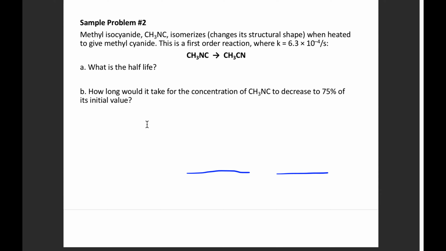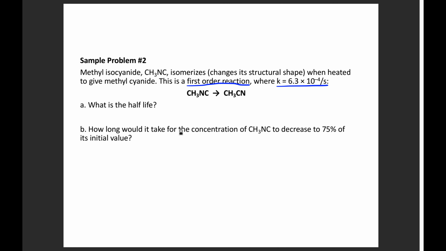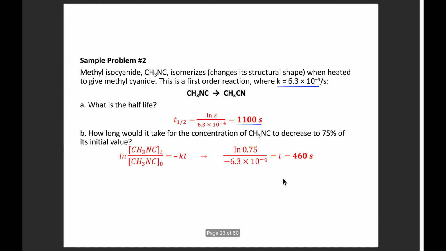Now, part B, they want to know how long it would take for the concentration of the methyl isocyanide to decrease to 75% of its initial value. Now, be careful. This is not saying that it's decreasing by 75%, because if it were decreasing by 75%, then 25% would be remaining. But here it's saying it's decreasing to 75%, which means that is your remaining amount. So what we want to do is take that and use that as our ratio.